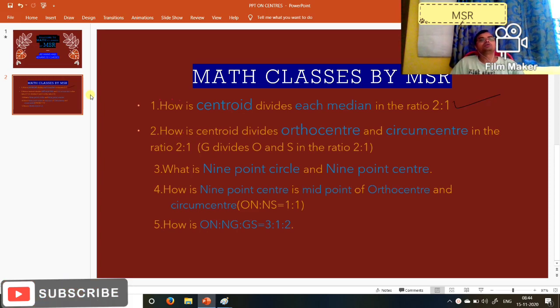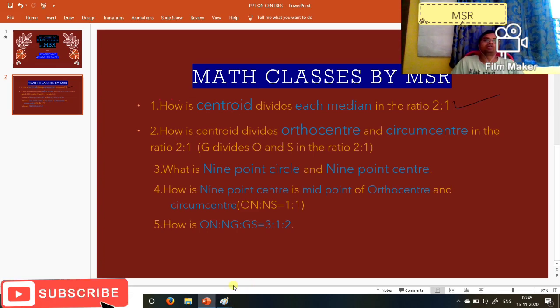In this video, we are going to discuss how the centroid divides the orthocenter and circumcenter in the ratio 2:1, and what the 9-point circle and 9-point center are. Next, how the 9-point center is the midpoint of the orthocenter and circumcenter, and how ON : OG : GS is 3:1:2. So these points we are going to discuss in this video.